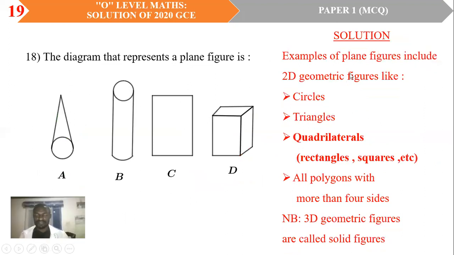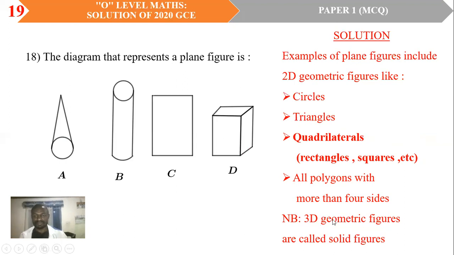Examples of plane figures include two-dimensional geometric figures like circles, triangles, and quadrilaterals. Quadrilaterals include rectangles, squares, etc. All polygons with more than 4 sides are also examples of plane figures in 2 dimensions.